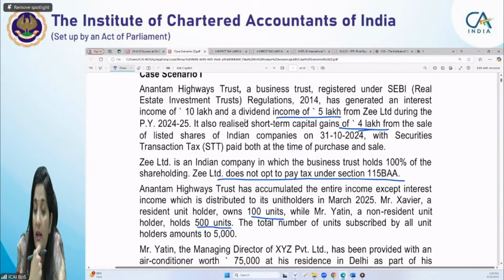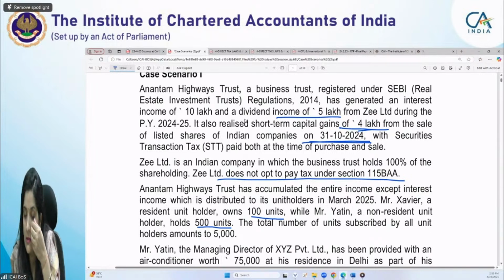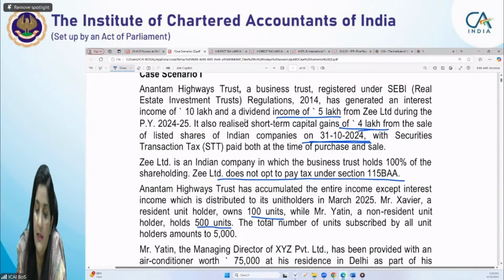The income arising in the form of short-term capital gains of ₹4 lakh from sale of listed shares on 31st of October. Would it be taxable in the hands of unit holders or business trust? If it is taxable in the hands of unit holders, at what rate? If it is taxable in the hands of business trust, then at what rate would it be taxable? You please tell me.